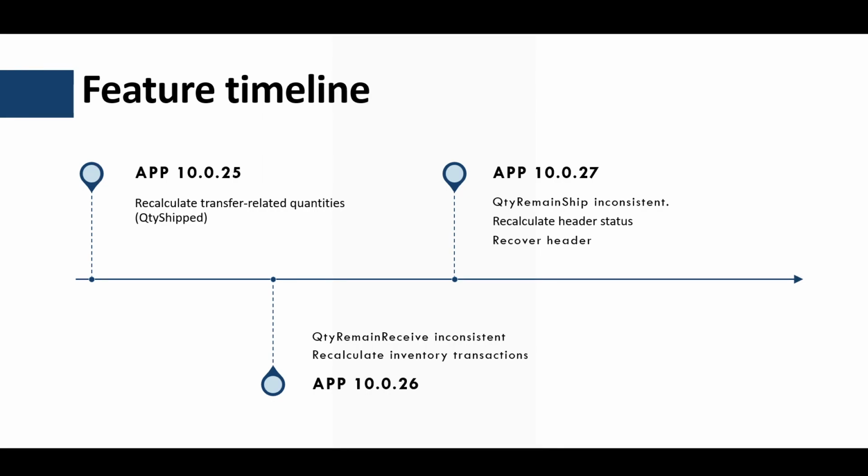After that, in the 10.0.27 release, it's possible to correct the remaining shipped quantity by using the Recalculate Transfer Related Quantities option. And two options were introduced: one to correct the transfer order header status, and the second one to recover the transfer orders that have been removed, as long as the inventory transactions and the transfer order lines exist.